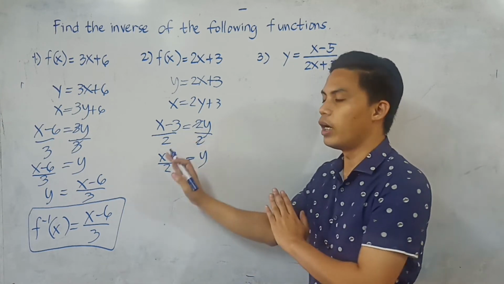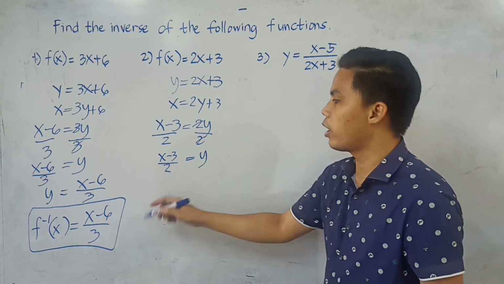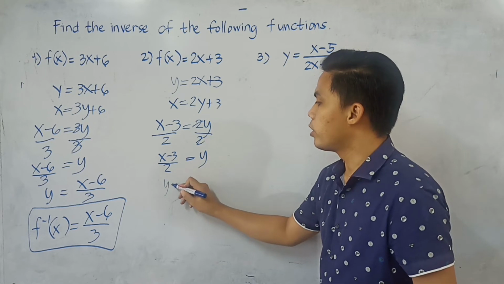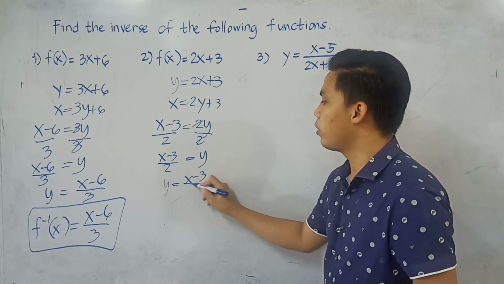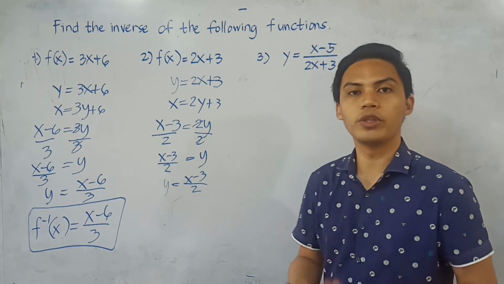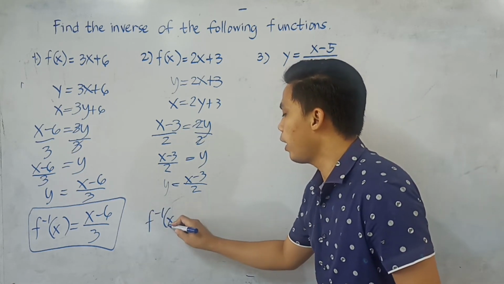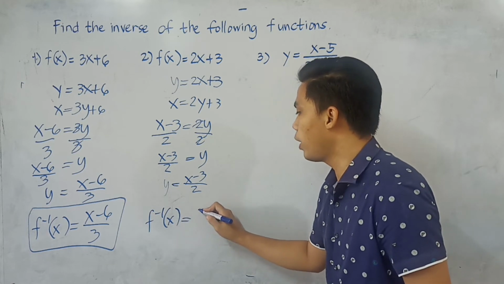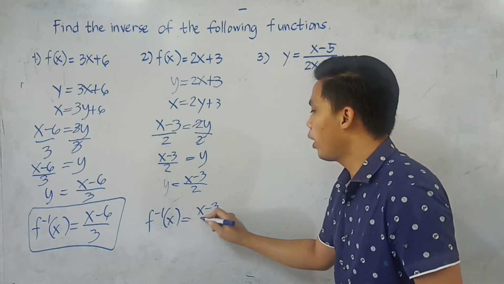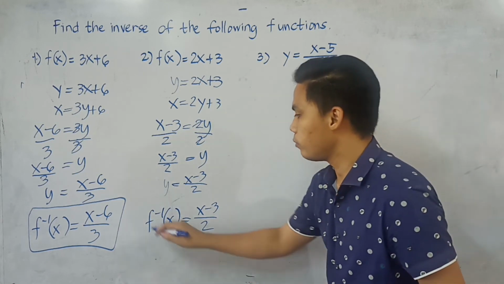Okay, again, pwede silang i-exchange ng places. Pwede silang isulat as y is equal to x minus 3 all over 2. And finally, we're going to use our notation. So, the final answer, or the f inverse of x is equal to x minus 3 all over 2.